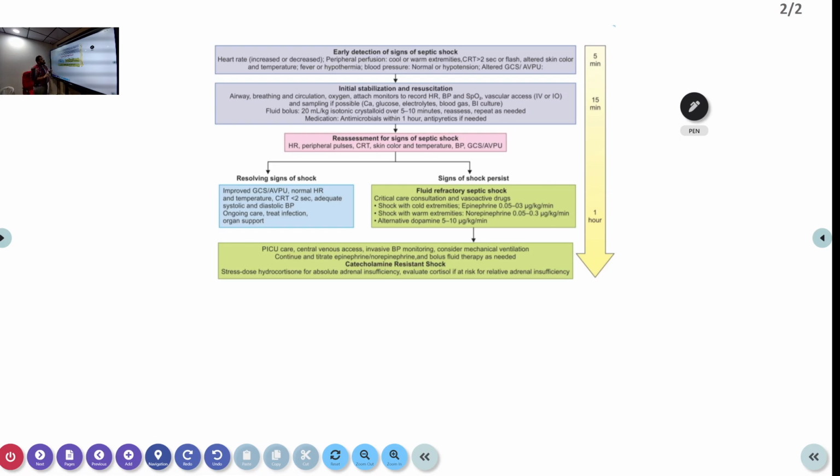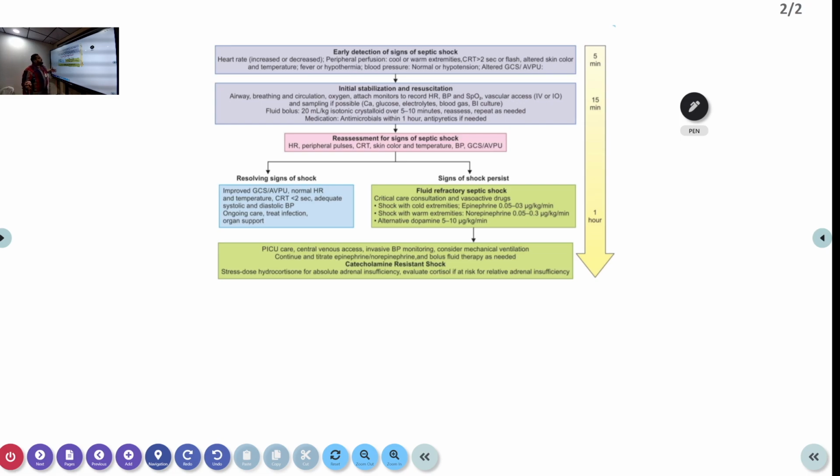The next thing, initial stabilization, as I told, ABCD stabilization is crucial. You have to get an IV access or an IO access. IO access we have covered, how to do an IO access we discussed in the last class. And the next important thing is that you have to get blood samples, whichever is the priority depending upon the patient's presentation. Maybe your electrolytes, your complete blood count, maybe your blood culture and all those things.